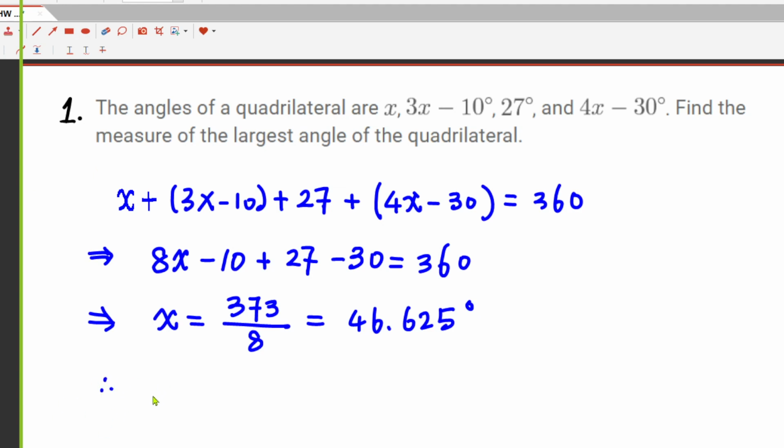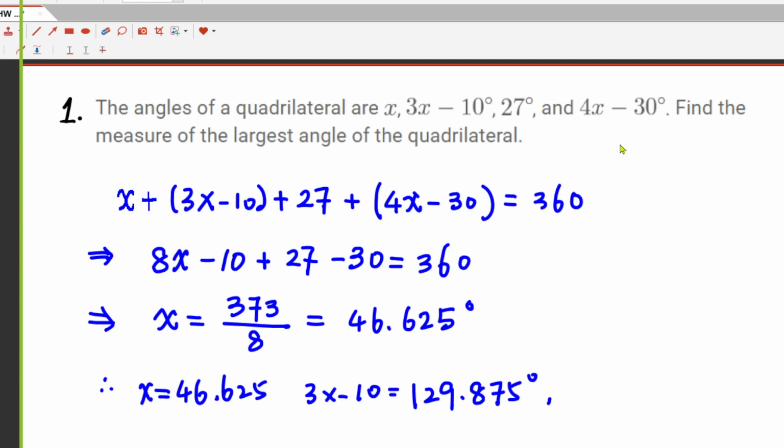And therefore, the angles of the quadrilateral are x equals 46.625, and 3x minus 10 gives us 129.875 degrees. Then the next angle is 27 degrees, and the last one is 4x minus 30, right? Which is 156.5. Therefore, we know the largest angle of the quadrilateral is the last one, 156.5 degrees, right? Any questions?